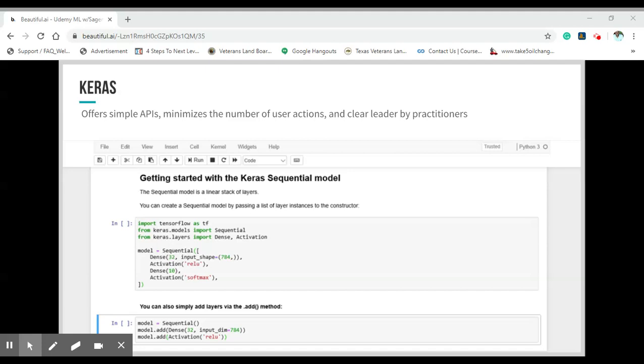Okay, so now we're going to talk about Keras. Keras is an API that's designed for human beings, not machines. Basically, it's designed to make the user experience much better. It allows you to go from an idea to a concept very quickly. So what does it mean?